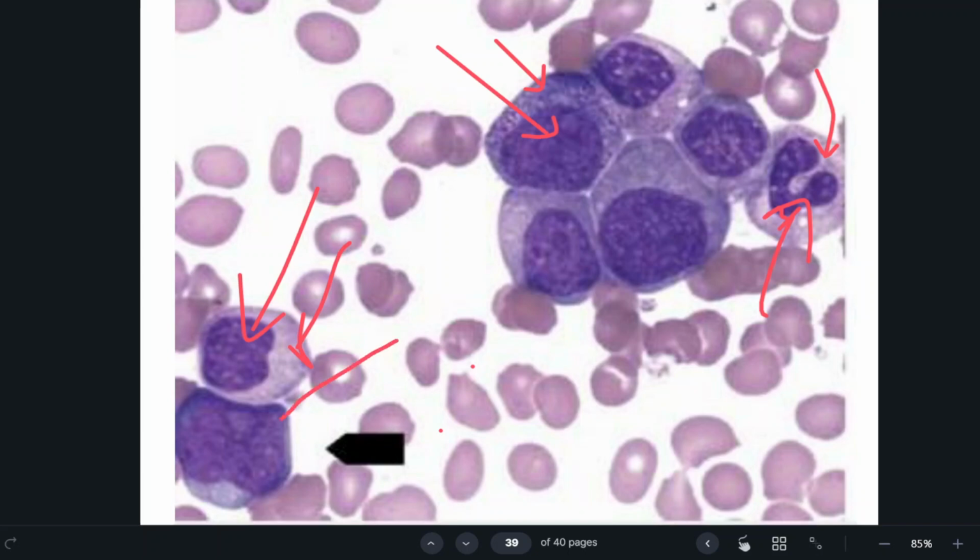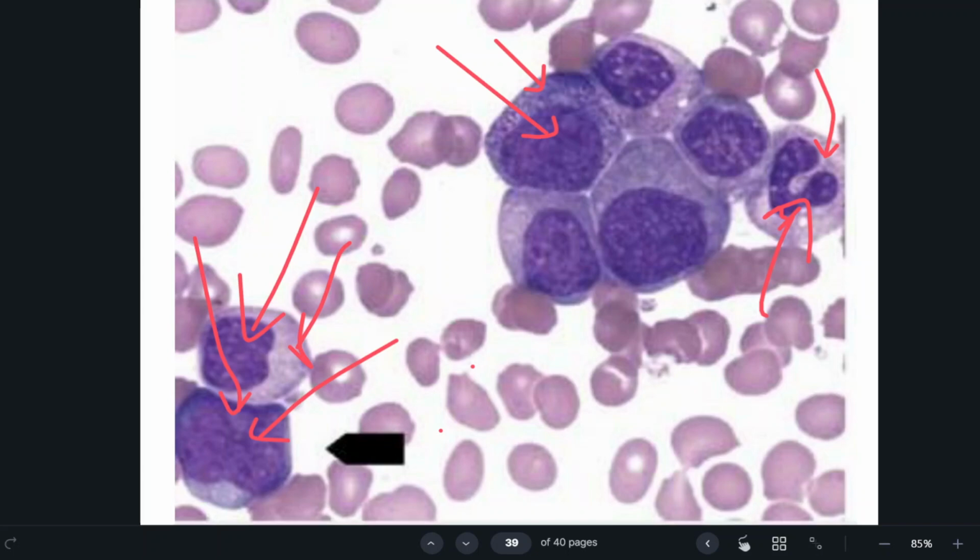And here is a blast. This blast has an enlarged nucleus, or high nucleocytoplasmic ratio. And we can also appreciate these whitish opacities, which are prominent nucleoli. These blasts are active cells, so they have a dispersed chromatin, unlike the condensed chromatin in the mature lymphocytes. So because of this dispersed chromatin, we can see prominent nucleoli.